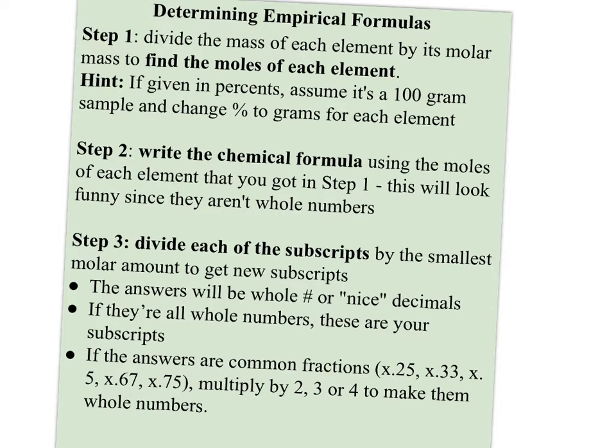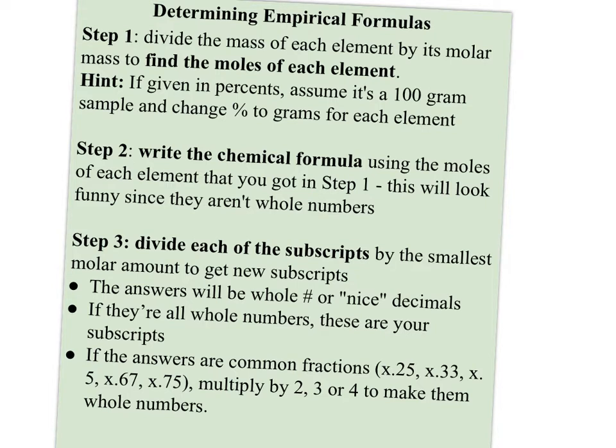The second step is you're going to write the chemical formula using those moles that you got from step 1. And it's going to look funny because they're going to be decimals. It might not even be over 1, but that's okay. Then you're going to divide each of those subscripts by the smallest molar amount that you had, and you're going to get new subscripts that should be very close to whole numbers. You should be able to round off like 1.98 and say close enough to 2.